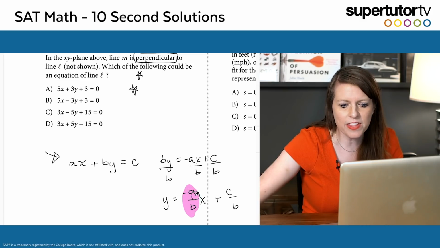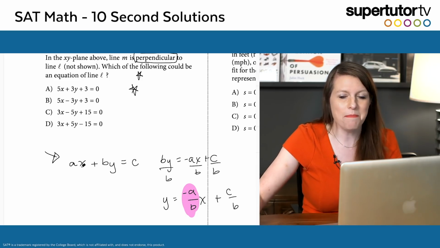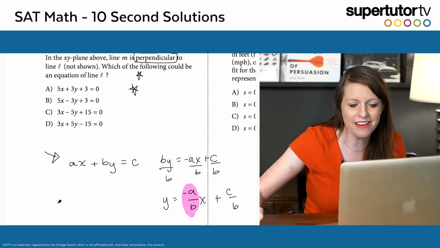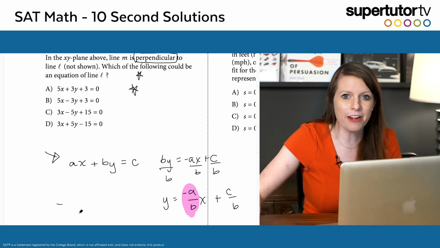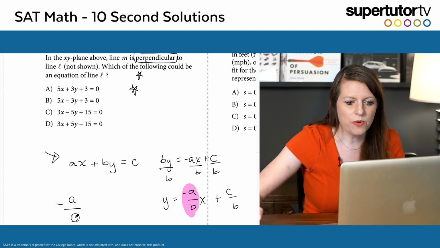And you can see here that m is negative a over b. That's a fact that you guys can memorize to totally speed up your slope problems on the SAT. I find that it comes in handy. About every other SAT that I do, this trick comes in handy for me. And so here's what it is.